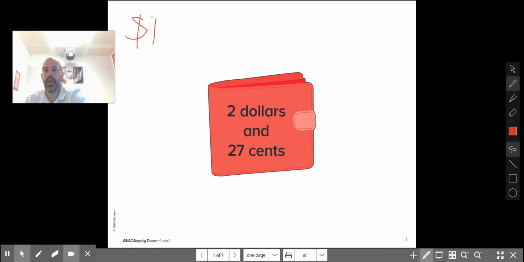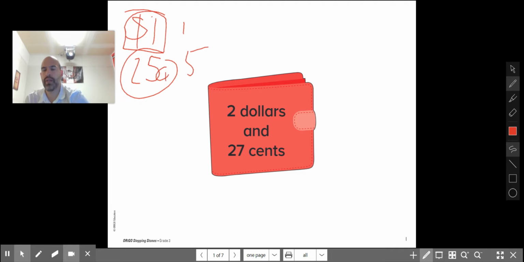a $1 bill and 4 quarters would make another dollar. 27 cents would be 1 quarter and 2 pennies. So could we do 5? $1, right? And then 5 25-cent pieces and 2 pennies, right? That's one combination. What if we just did $2?